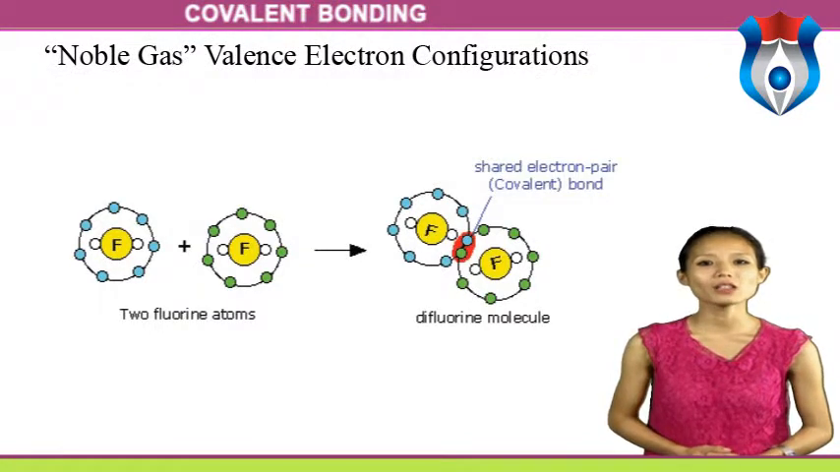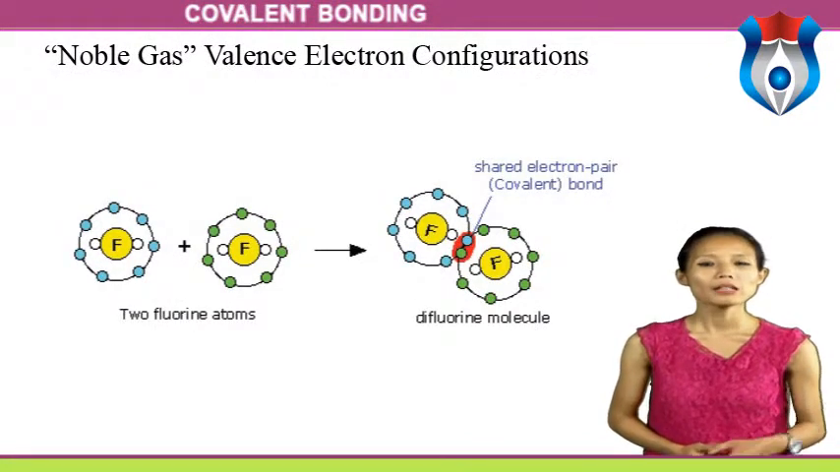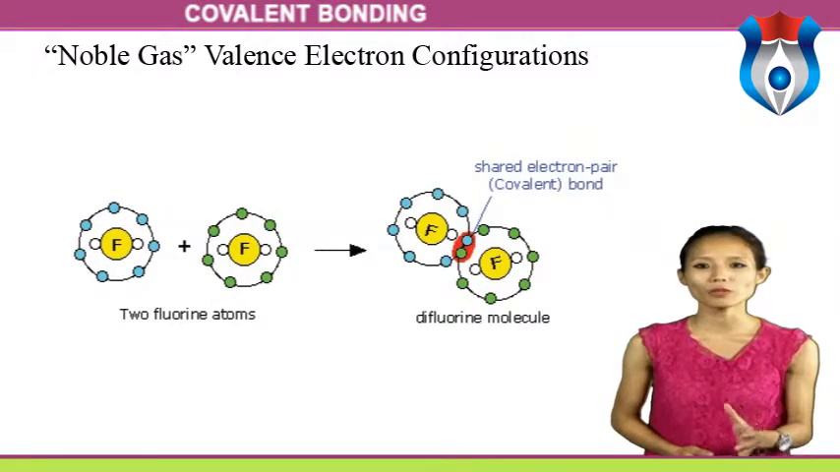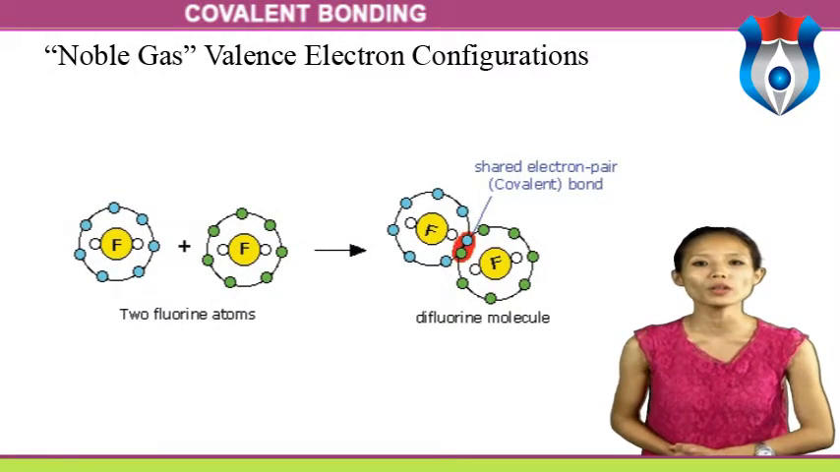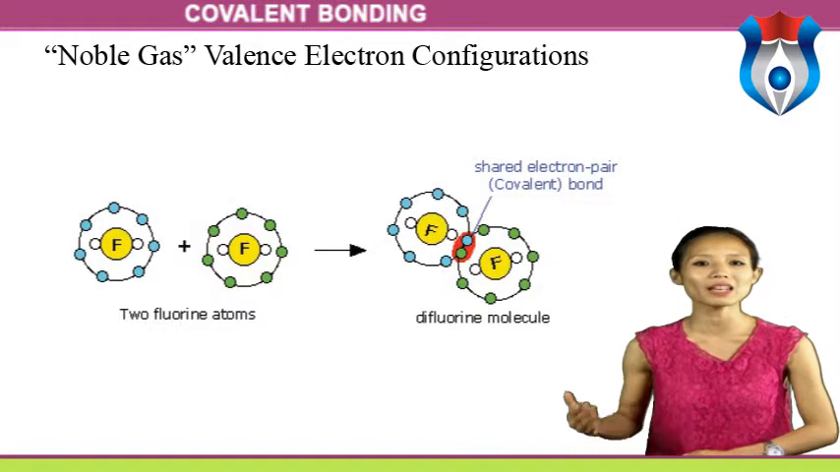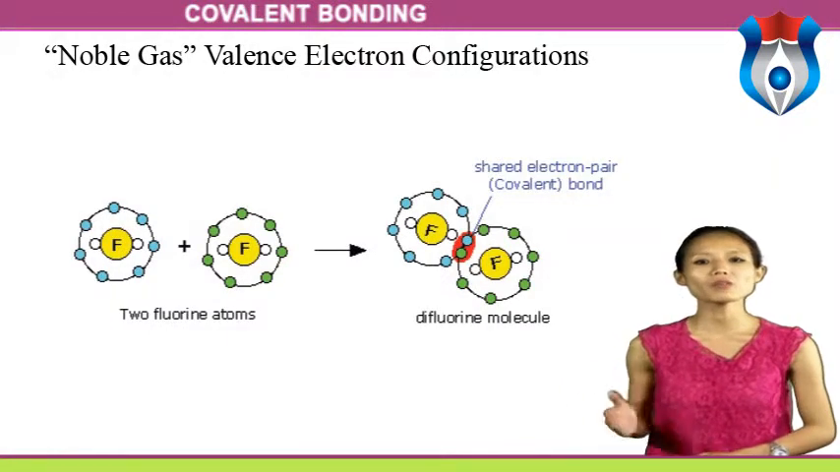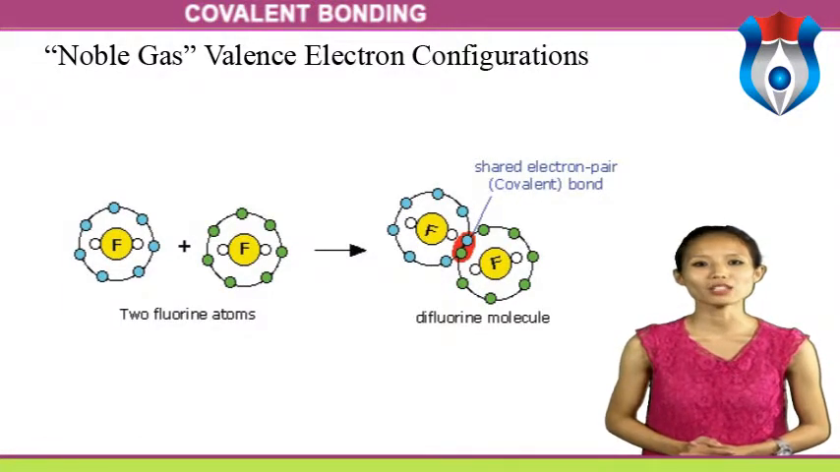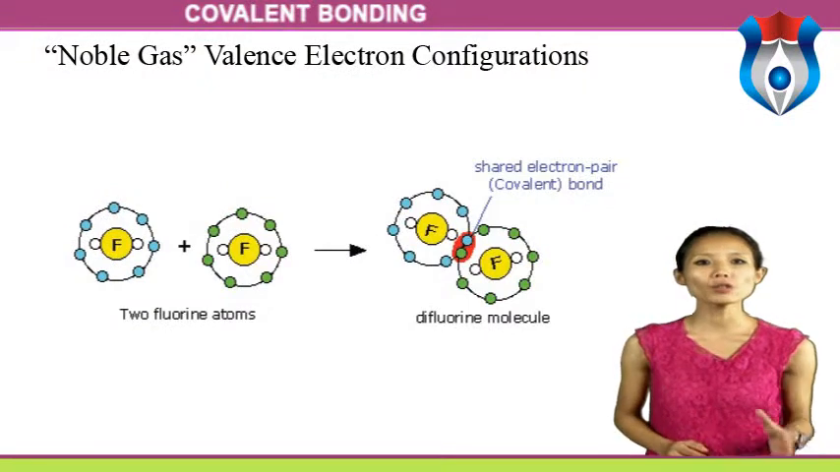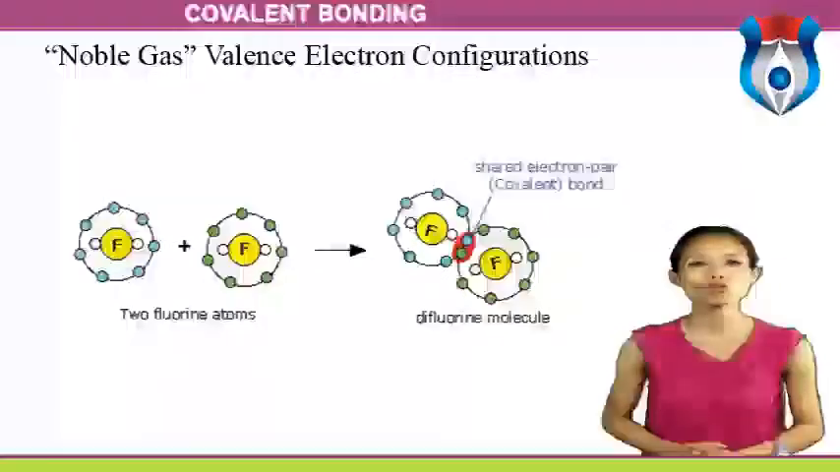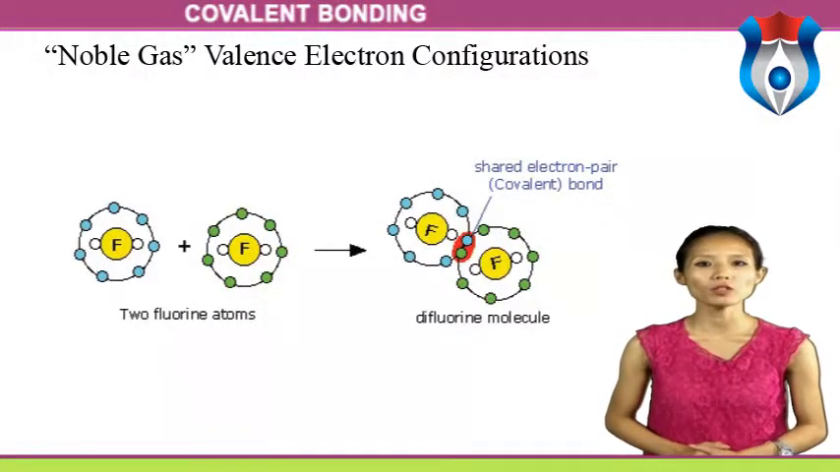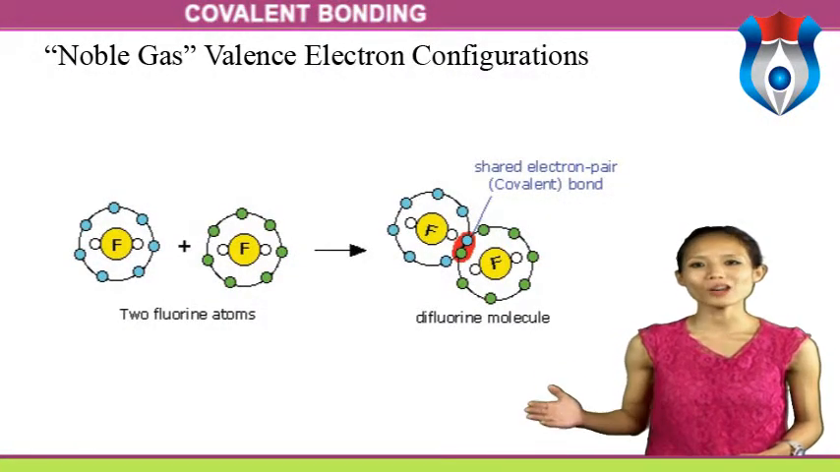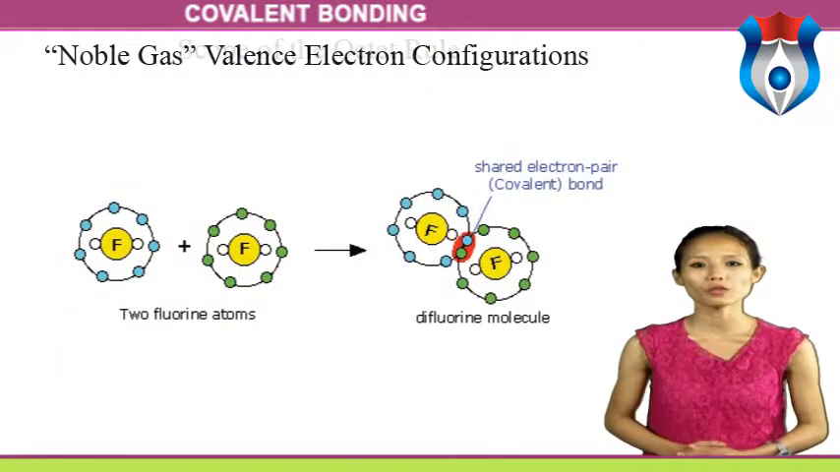Noble gas valence electron configuration. The idea that the noble gas configuration is a particularly favorable one which can be achieved through formation of electron pair bonds with other atoms is known as the octet rule. Noble gas configuration, in this case that of neon, 2s2 2p6, is achieved when 2 fluorine atoms, 2s2 2p5, are able to share an electron pair, which becomes the covalent bond. Notice that only the outer valence shell electrons are involved.